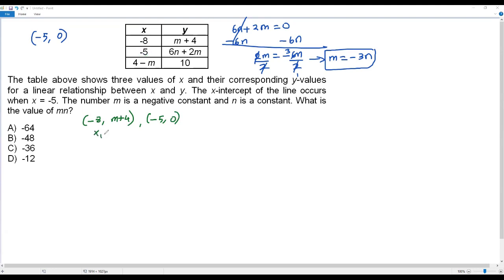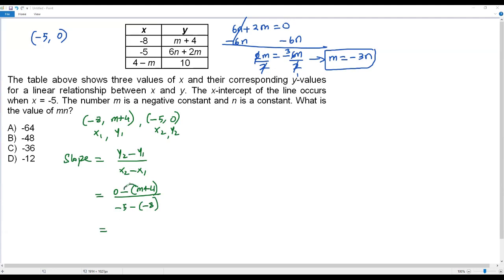We can consider the first as x1, y1 and the second point as x2, y2. Now let's use the slope formula when we know 2 points on the line, that is, y2 minus y1 over x2 minus x1. Now we can plug in the values for y2, y1, x2, x1. y2 is 0, minus the value of y1, which is m + 4, over x2, which is -5, minus the value of x1, which is -8.